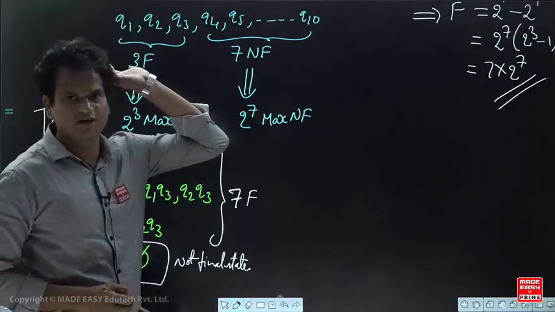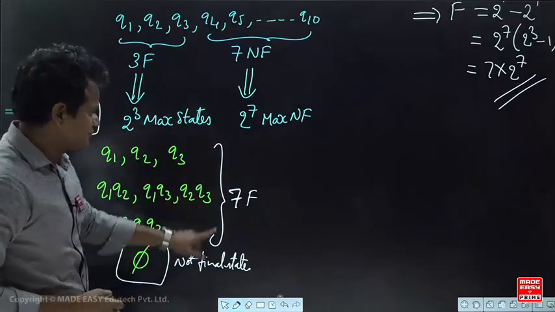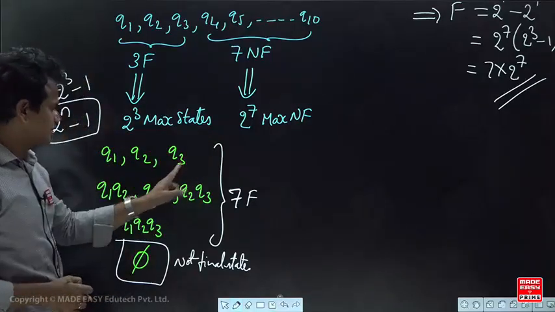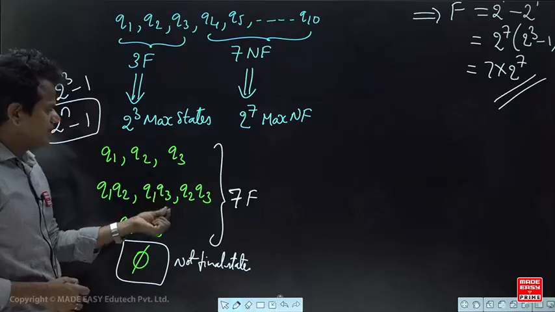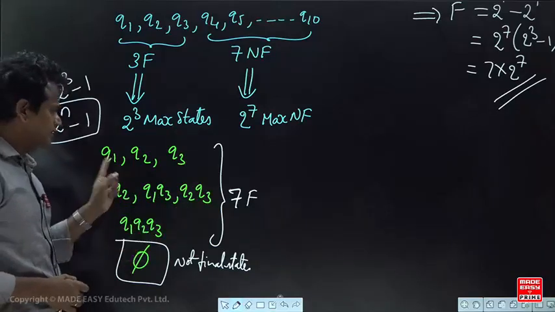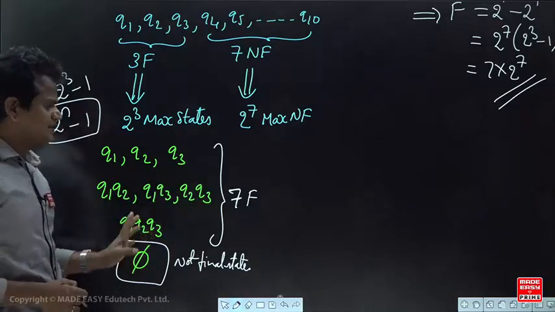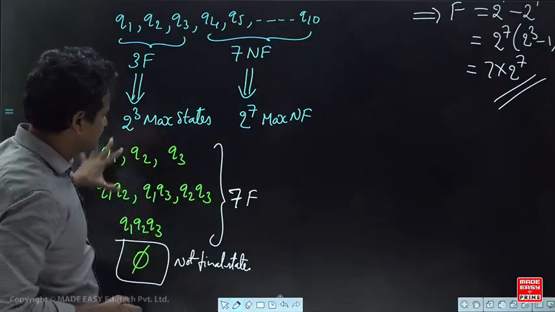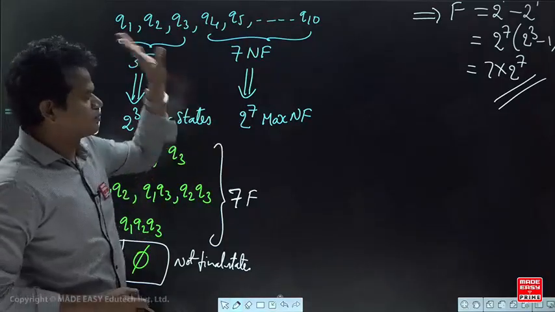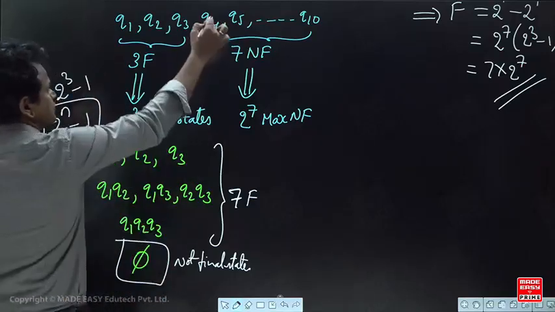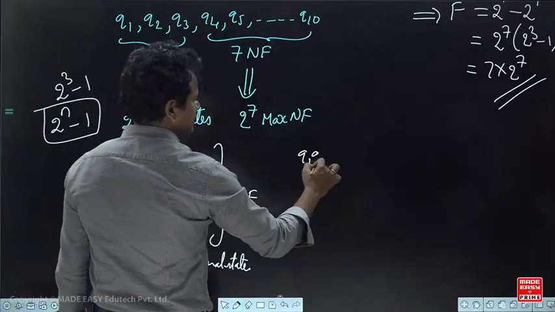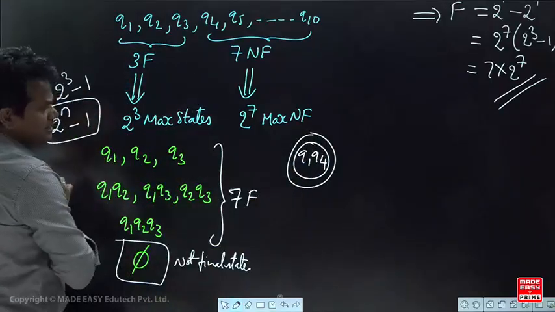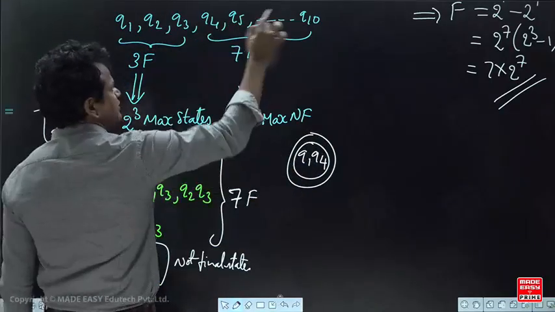If all are final. Now, how many final states do we have? 7 final. What are they? Q1, Q2, Q3, Q1 Q2, Q1 Q3, Q2 Q3, Q1 Q2 Q3. 1, 2, 3, 4, 5, 6, 7. Now guys tell me, if I club any of these 7 states with these 2 power 7 states, for example Q1, Q4, combined, what is it? Final or non-final? Because Q1 is final, then Q1 Q5 is final, Q1 Q10 is final.